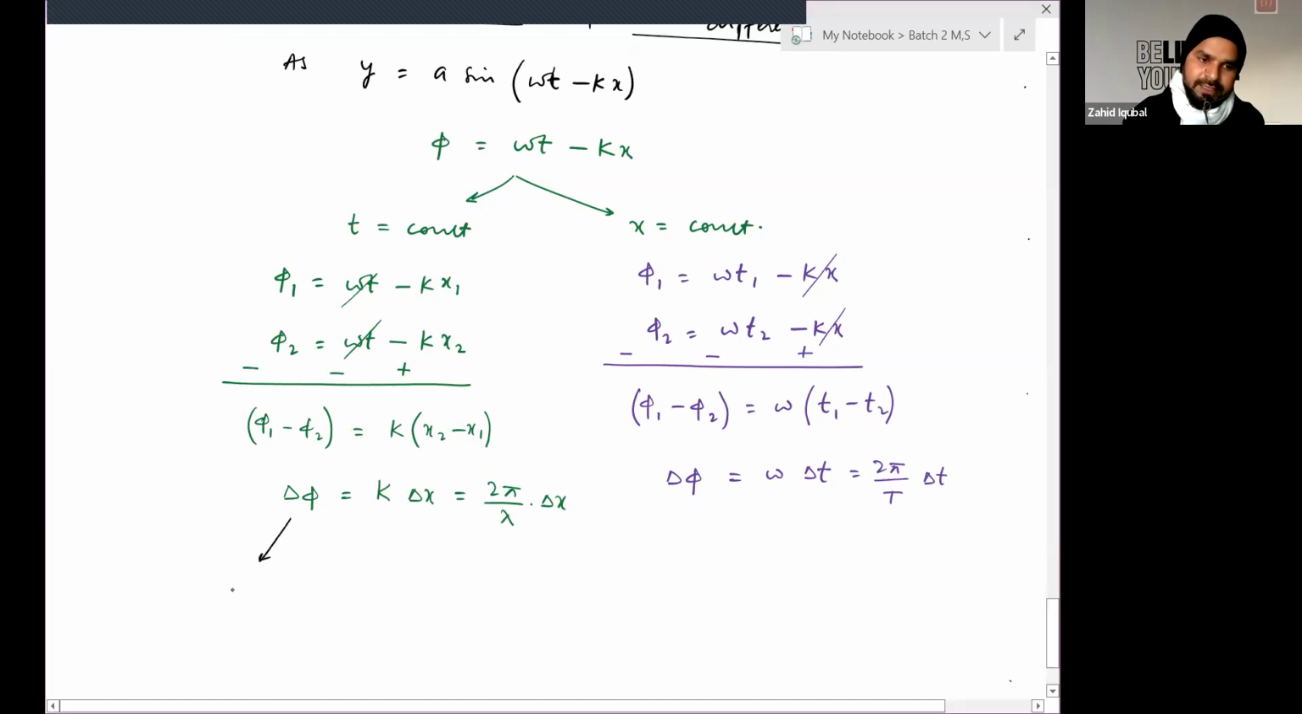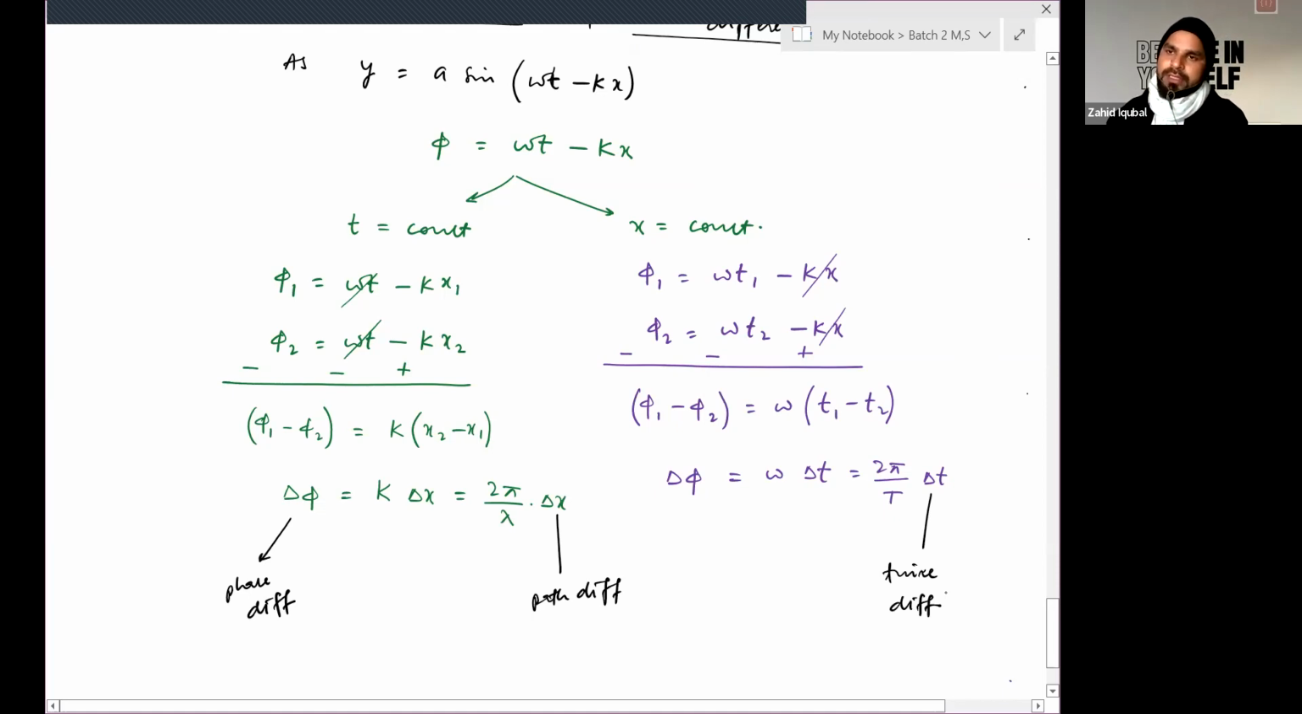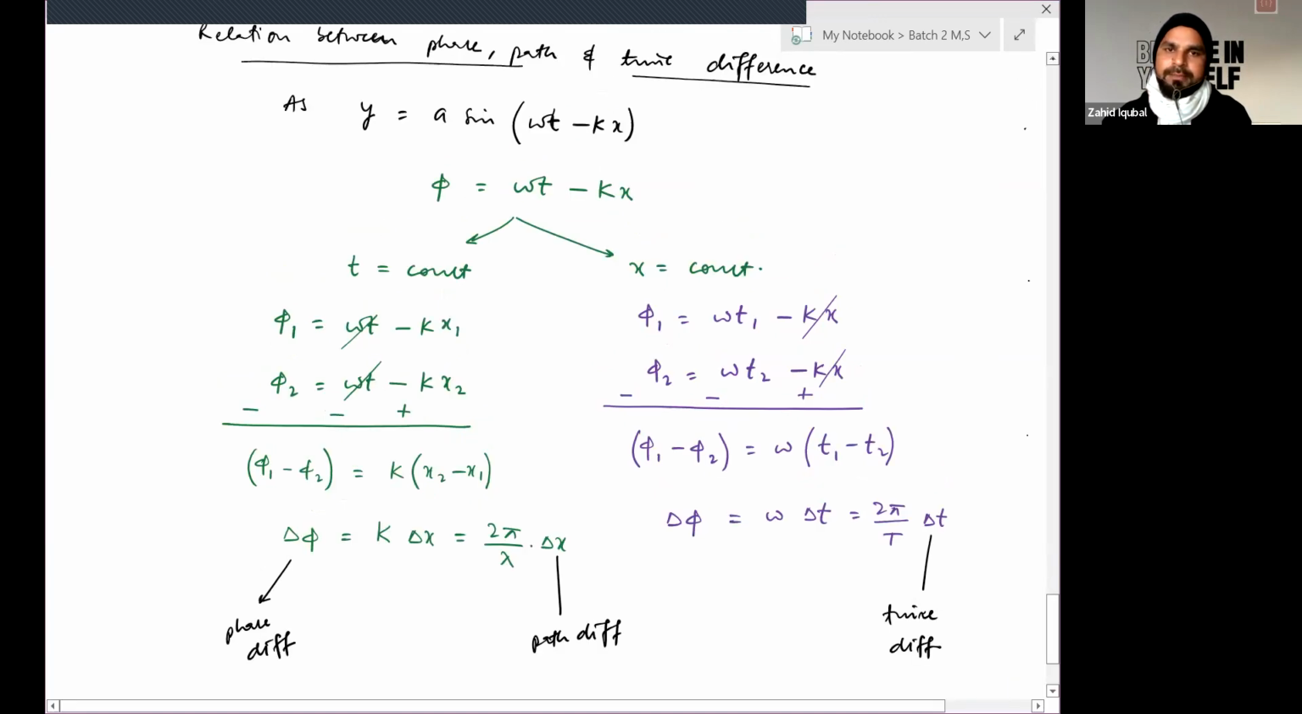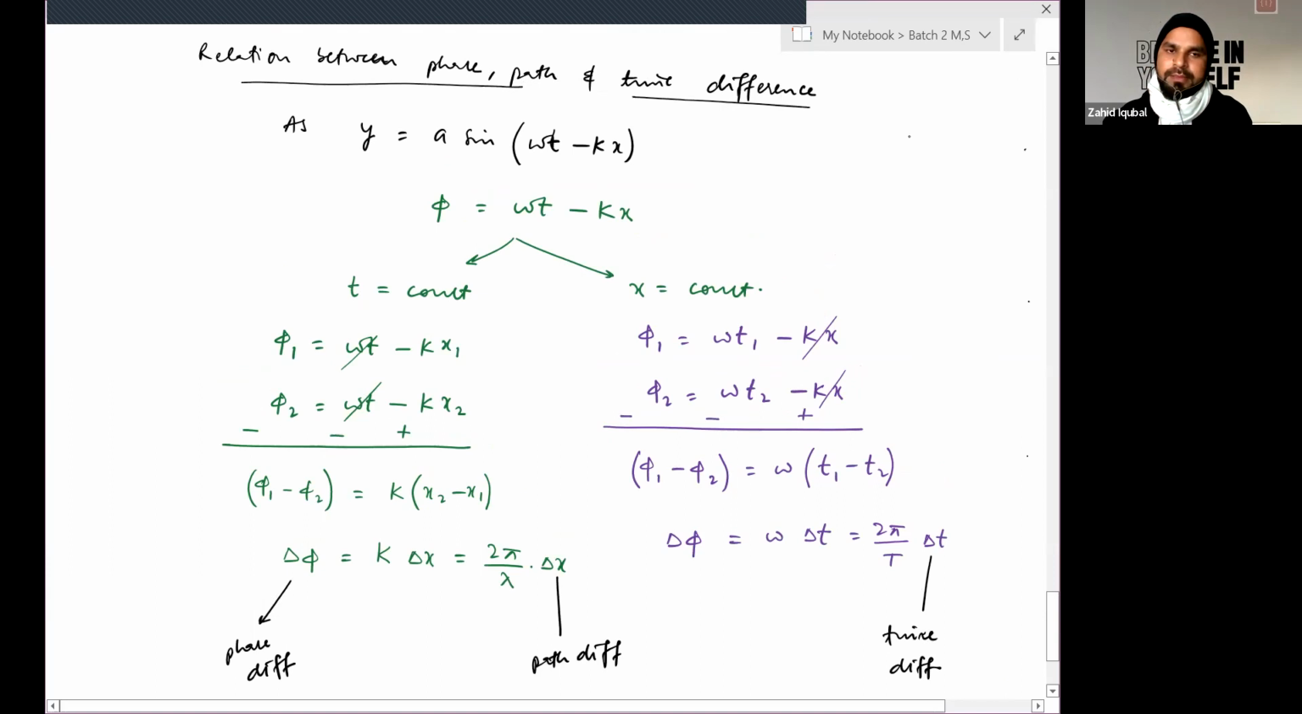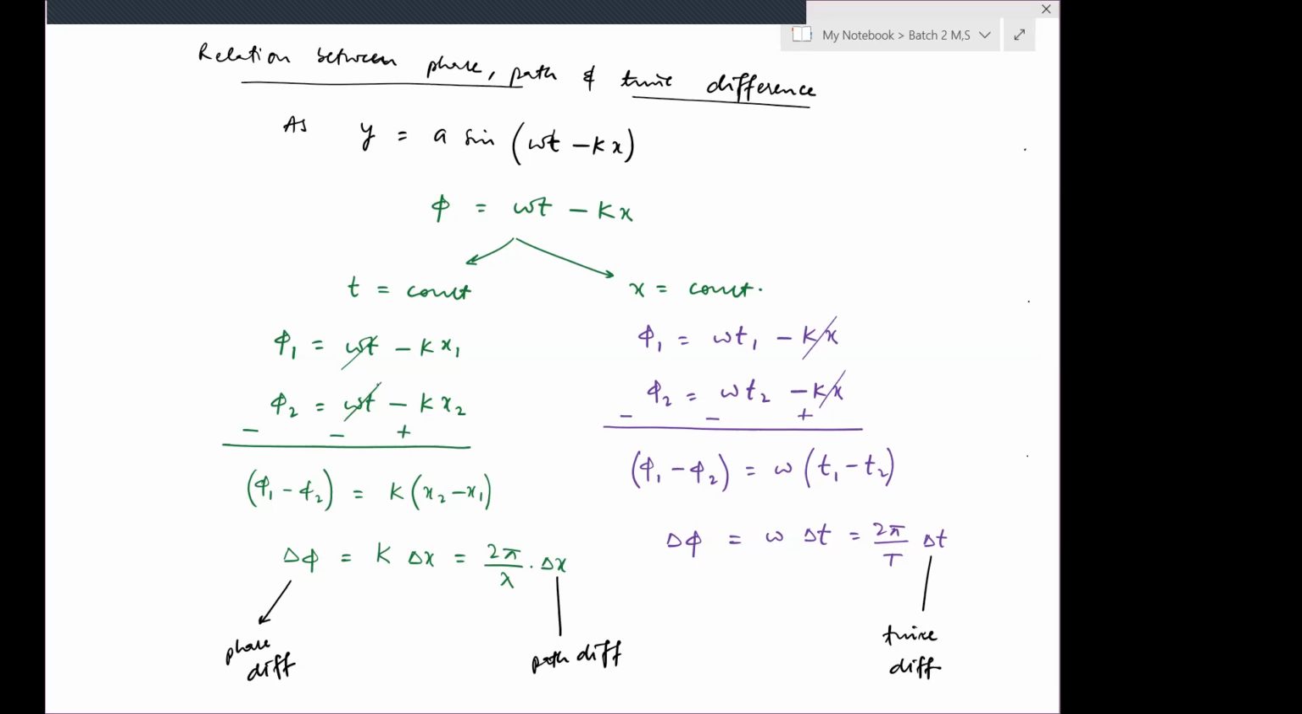This delta phi is the phase difference, this delta x is the path difference, and this delta t is the time difference. So you'll be asked to calculate phase difference with respect to path difference or time difference. So you may use these different formulas accordingly. Samaira, is it clear? Yes, sir. Just write it down.